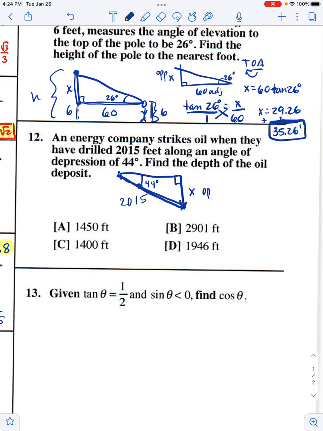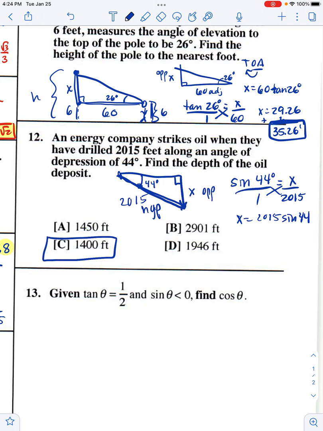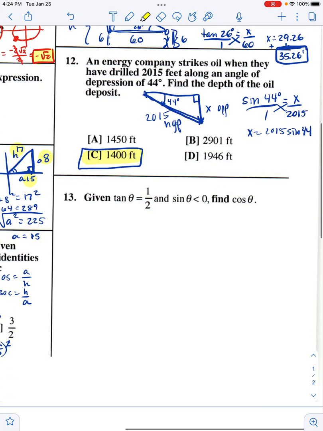Okay, well, this is the depth. How far down is it? So from my 44, I've got an opposite and my hypotenuse. So the sine in this case of 44 is opposite over hypotenuse. So I end up solving in very much the same way, and I take 2015 times the sine of 44. And when I do that, this is the closest answer.